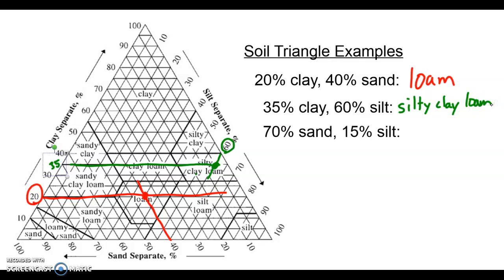So this is silty clay loam. Okay, and then the last one is 70% sand, 15% silt. So 70% sand is right here. That's going to go up and along like that. And then 15% silt. Okay, silt is over here. 15 would be halfway between 10 and 20. So follow the 15 down, and they cross right here. And that's in the box created by sandy loam. So this is sandy loam.